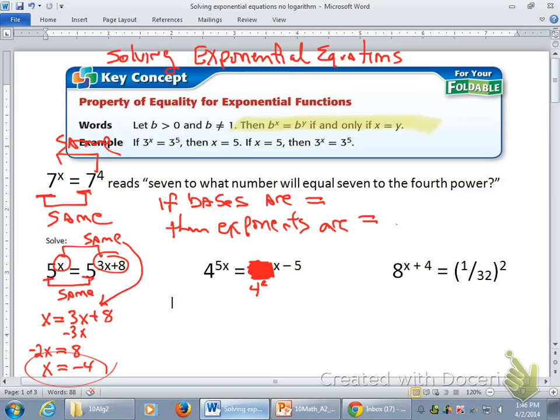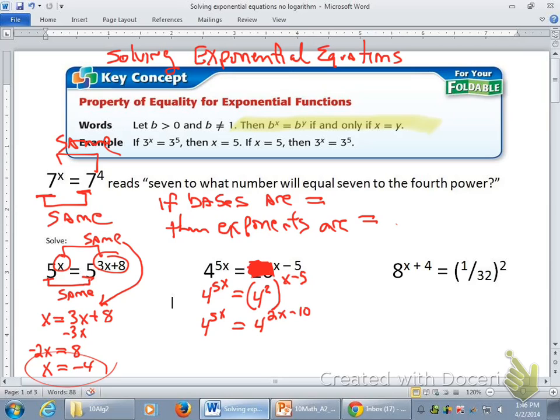Now I'm going to have to rewrite this, and it's going to look like this. 4 squared, that's my 16. But isn't the 16 being raised to the x minus 5 power? Power to power, multiply. Exactly. Power to power, multiply. Thank you, Mr. Hass. So on the left-hand side, I haven't done anything. But on the right-hand side, what's going on right here? Power to power, multiply. So I've got 2 times x minus 5. Well, that's 2x minus 10.